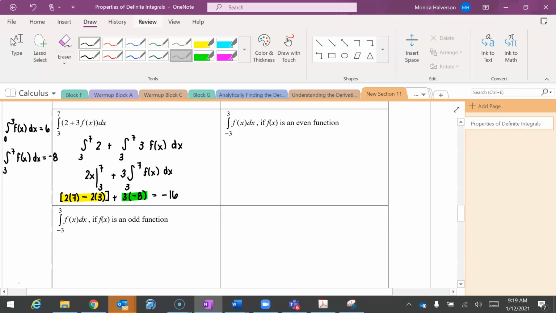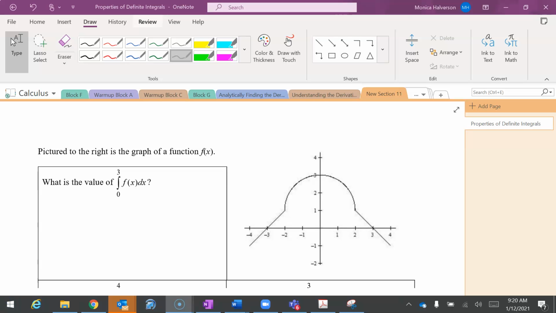Now that we've used them algebraically, let's look at it if we are given a graph. For this one, the picture to the right is the graph of the function f of x. What is the value of the definite integral from 0 to 3 of f of x dx? So remember, the definition of the definite integral is the area underneath the curve and the x-axis. So in this case, they want this area.